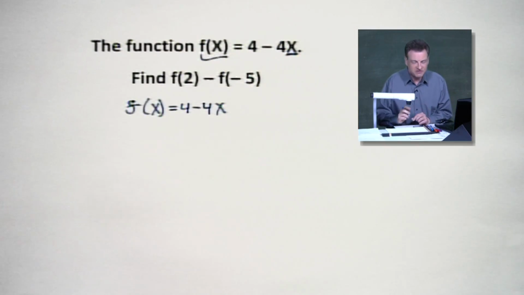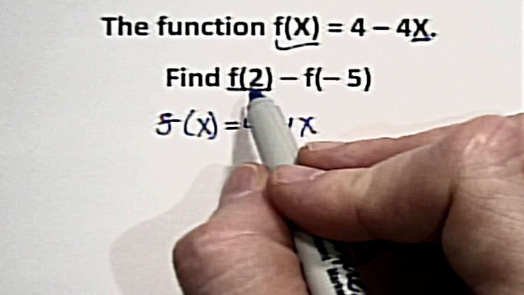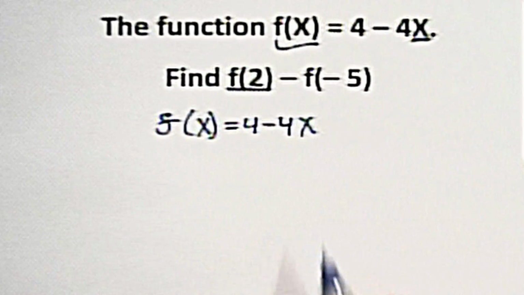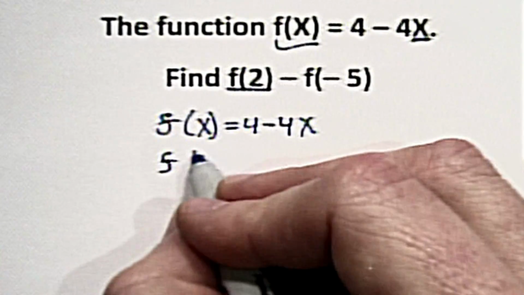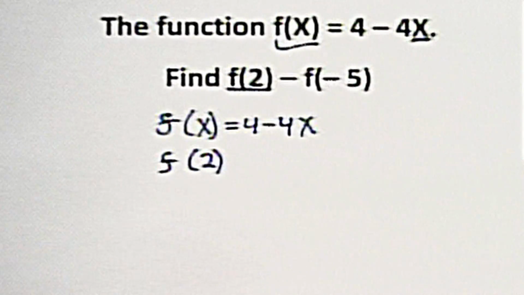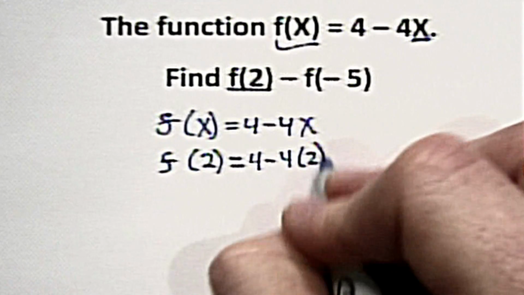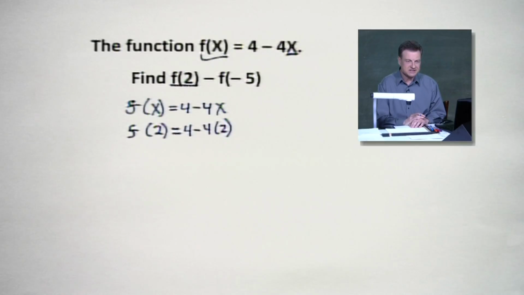And what we want to do is figure out what is the value when x becomes a 2. That's what f of 2 means. So we're going to take everywhere we see this x, and I'm going to put a 2 right there. And we're going to have 4 minus 4 times 2. And that's going to give us a value here in just a second.